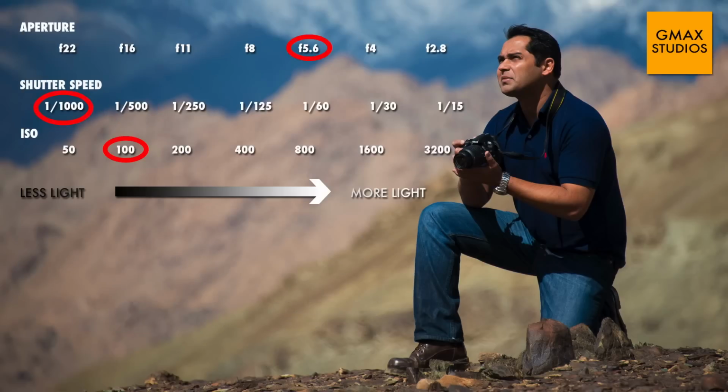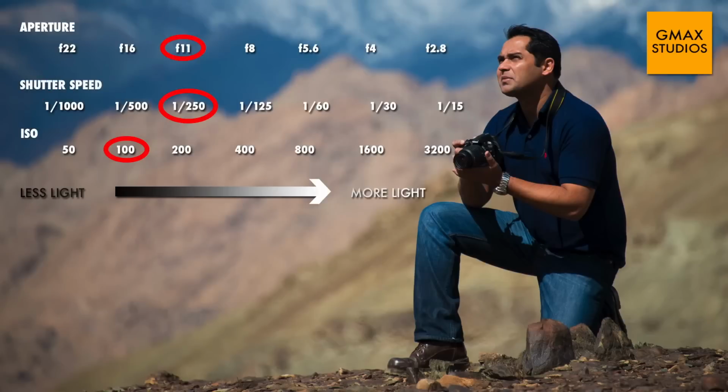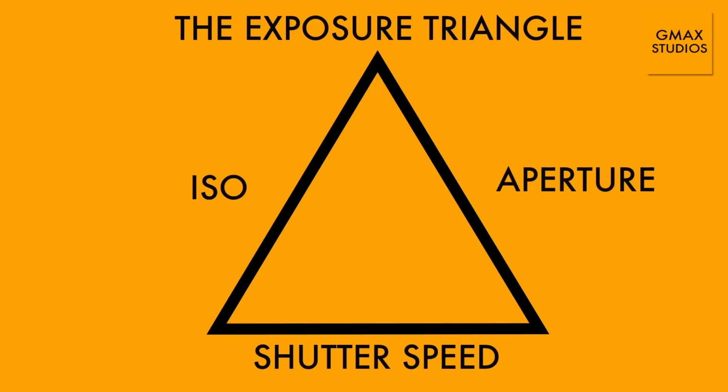Let's take this original picture for example. If you underexpose this by two stops using the aperture to f11, you could of course slow the shutter speed by two stops and take it to 1/250th of a second. Or otherwise, you could slow the shutter speed by one stop and raise the ISO by one stop, and your photograph would be properly exposed again. These three main settings of an exposure are also sometimes referred to as the exposure triangle.